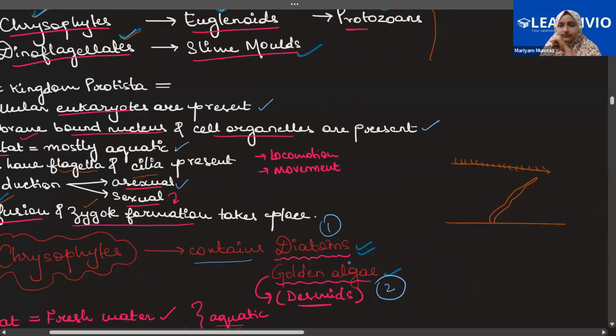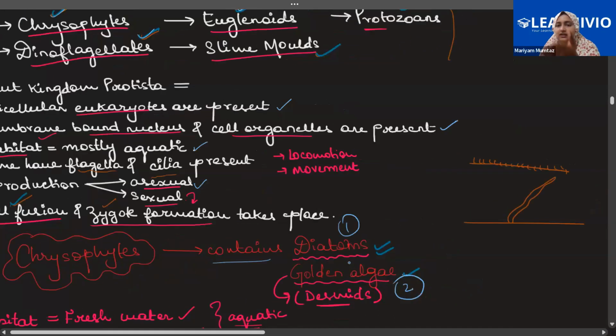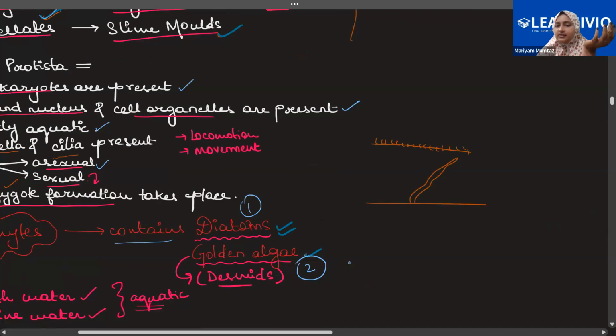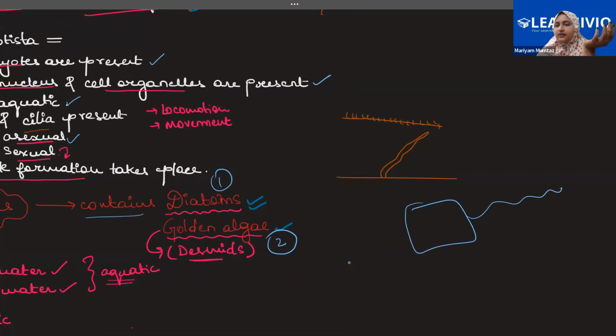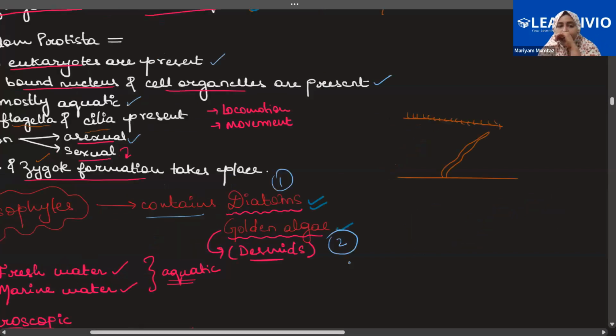Ma'am, how does flagella look? Flagella looks like this. If this is a cell, this is a flagella, like a hair-like, filamentous thing. Sometimes the flagella may not be so wiggly. It may look like this also. Simply, it's just a tail-like structure which will help in movement. Flagella is the only one that will help in movement.